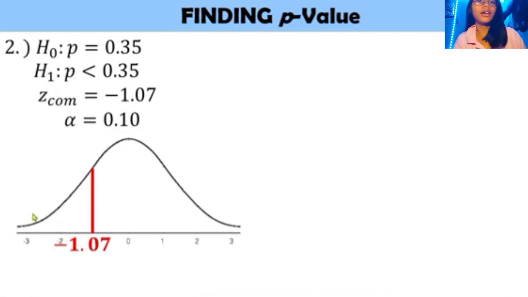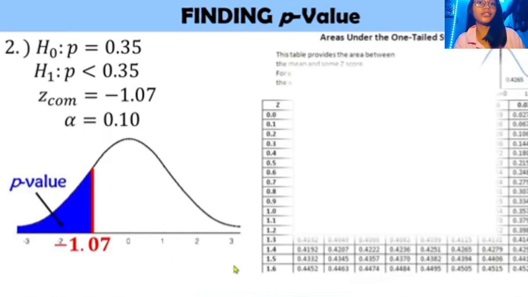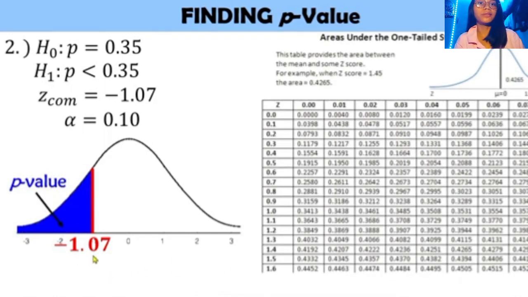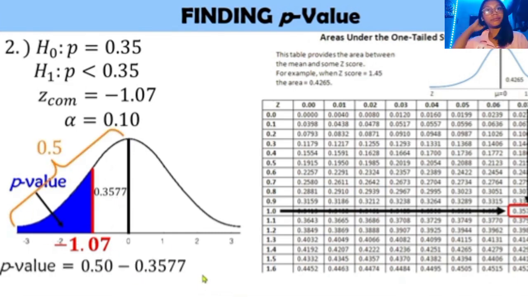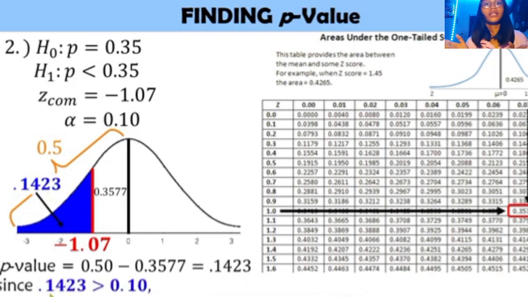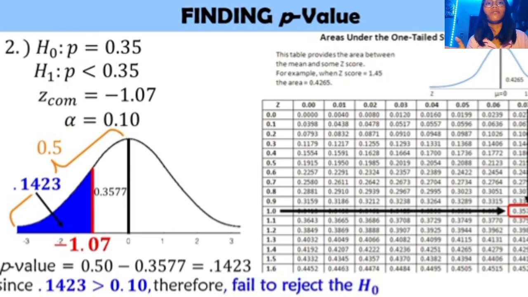For step 3, find the p-value. The p-value is the probability that a z-score is as extreme as or more extreme than the observed z-score. We calculated this using statistical software and obtained a p-value of approximately 0.1423. Step 4, make a decision. Compare the p-value with the significance level alpha 0.10. If the p-value is less than alpha, we reject the null hypothesis. In this case, the p-value is larger than the significance level, so we do not reject the null hypothesis.